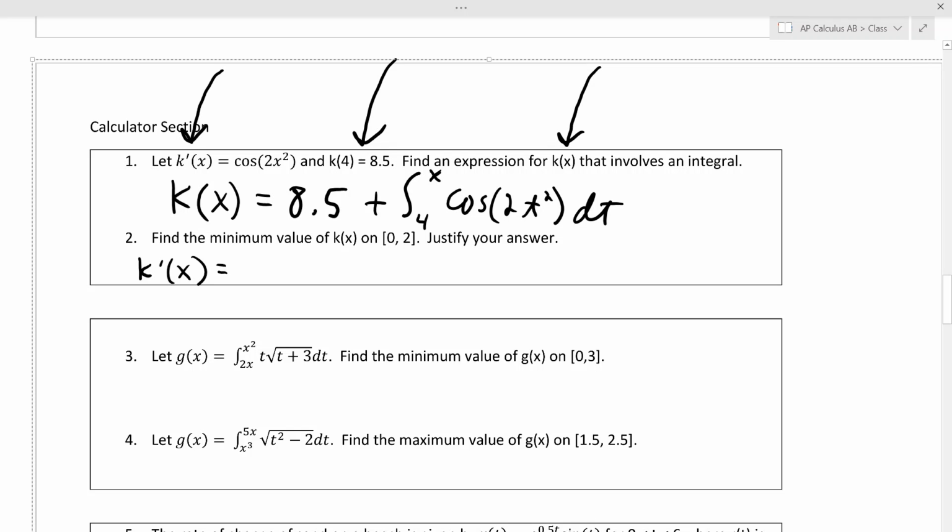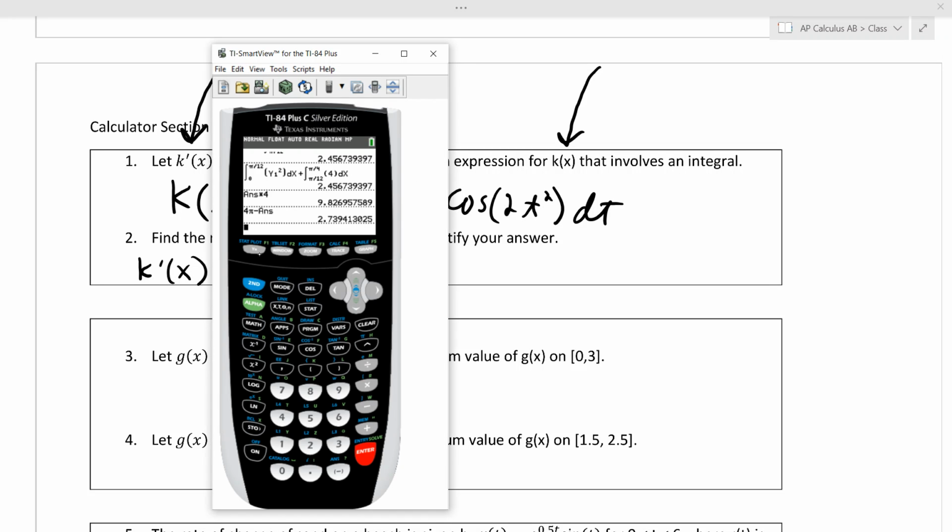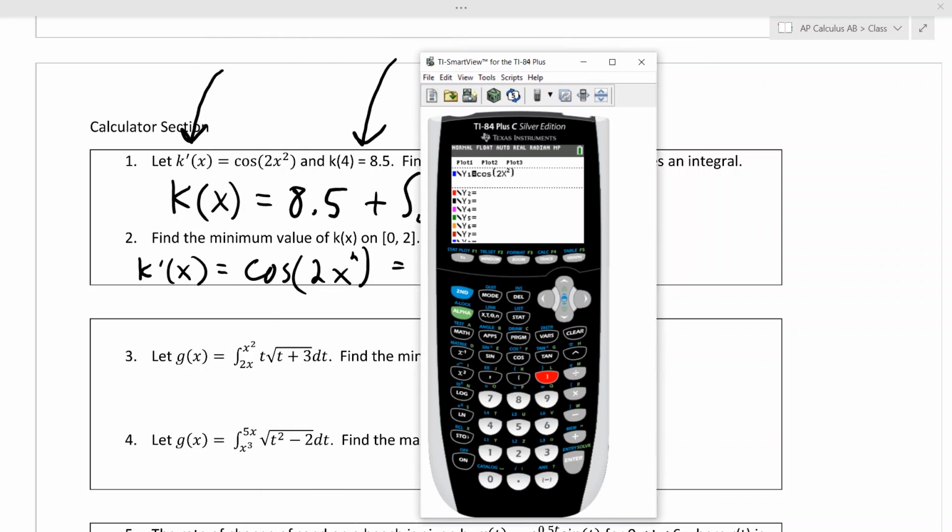K prime of x is just cosine of 2x squared. Now we know where that's 0. Now we have a calculator. We can solve that by hand if we had to, right? That's not crazy difficult. But we got a calculator, so why not? Just go ahead and do this on here, like that. So cosine 2x squared is my derivative.